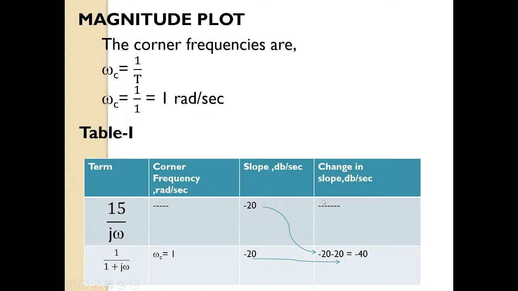Okay, the change in slope for the first factor, there will not be any change in the slope. Now send the slope of the first factor to the next factor under the change in slope column. Just send this here and add it with the slope of this factor. So the slope of the previous factor is minus 20, the slope of this factor is minus 20, just add it, minus 20 minus 20, you will get minus 40. Just draw the table, write it down. As soon as you complete, inform.